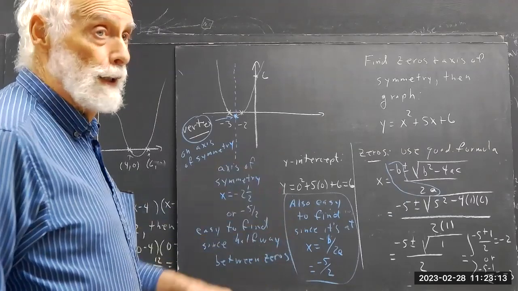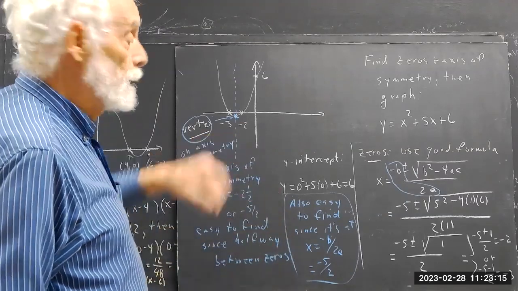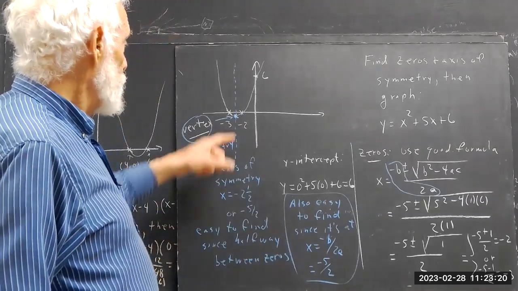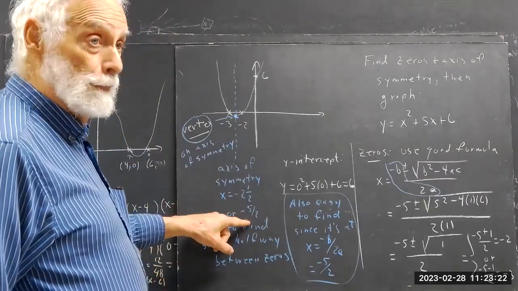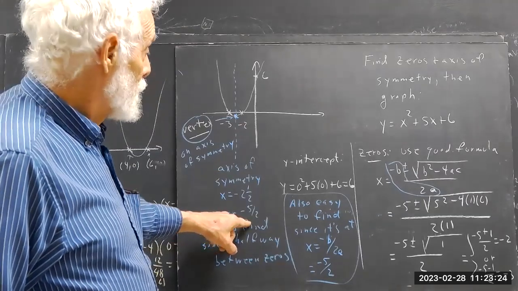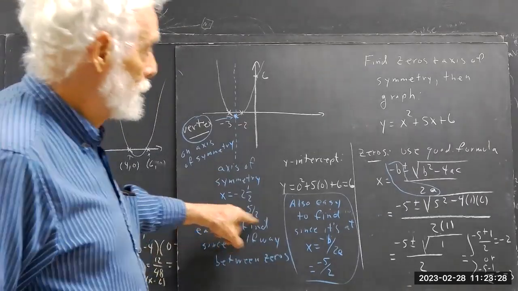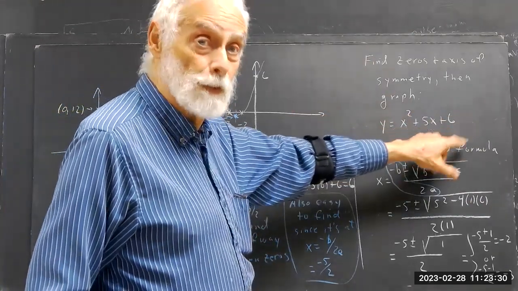Once you have the axis of symmetry, you can find the vertex, because you know the vertex occurs when x is -5/2. Okay, well, how do you figure out y if x equals -5/2? You plug in -5/2 for x.